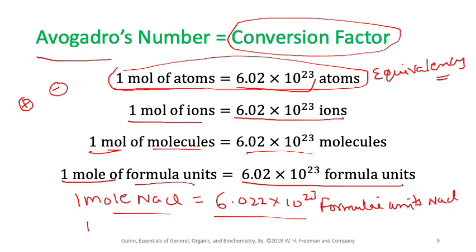Or if I say I have 1 mole of Na+, what is Na+? This is the sodium ion. So that means I can say I have 6.022 × 10^23 sodium ions. Right, so this is how we normally use ions too. Make sure you remember and understand this concept.